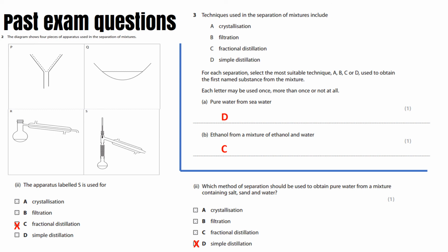Moving on to question 2.2. Which method of separation should be used to obtain pure water from a mixture containing salt, sand and water? This is trying to scupper you. This is trying to trick you. Seawater, salt and water is always distillation. If we're trying to get the water from it, it's simple distillation. It doesn't matter if they've added sand. Remember that dirty water in the pond, you're still distilling water. It's still simple distillation. So it doesn't matter what else they've added to it. If there's salt and water in there and they want the water, it's simple distillation.